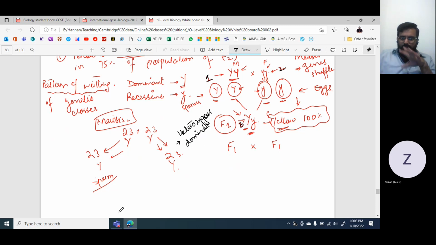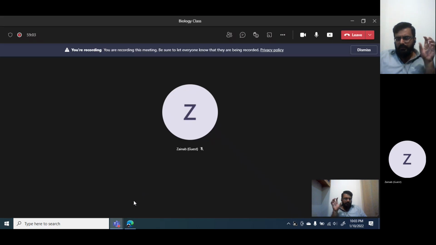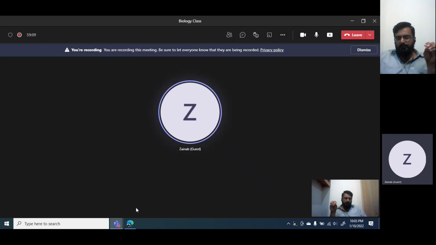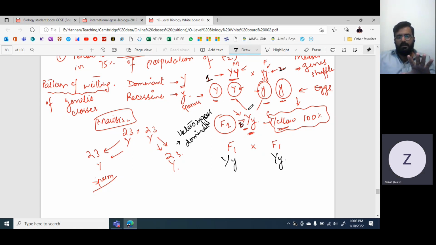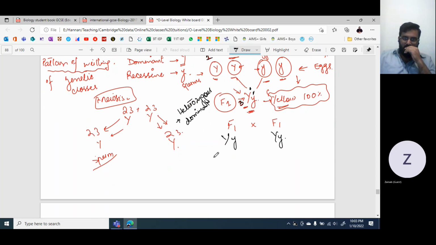Did you know about the concept of genotypes before this? Yes, I learned it, but I was confused about it actually. Okay. So F1 cross F1 means capital Y, small y, capital Y, small y, right? So both have the genotype of heterozygous dominant.